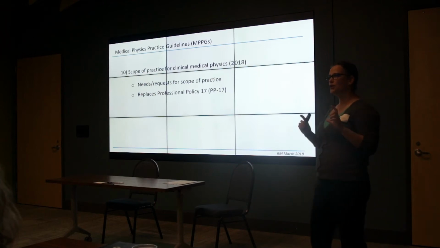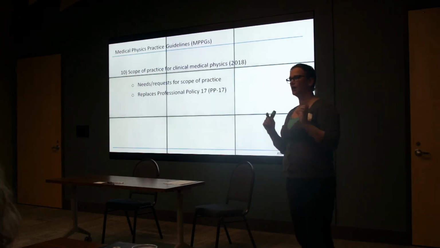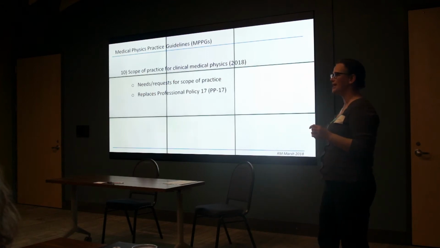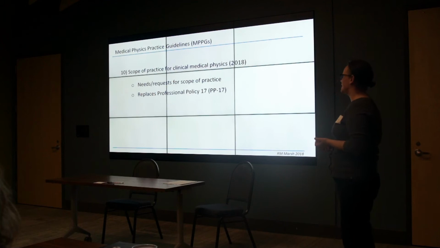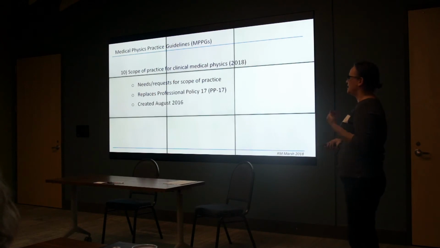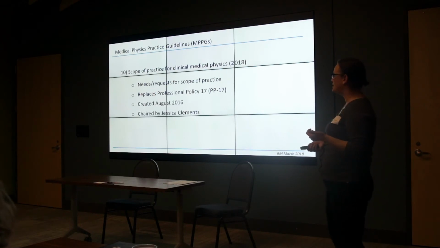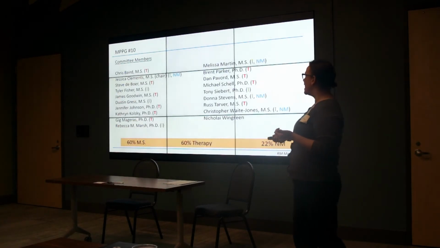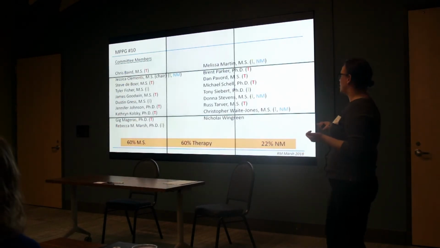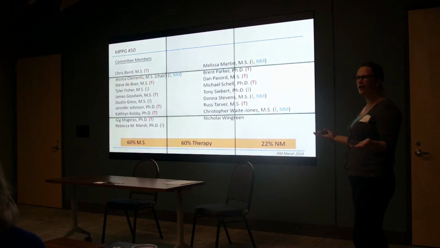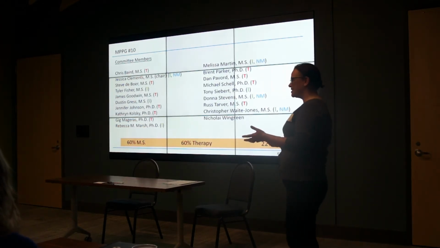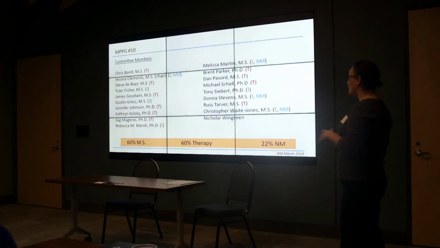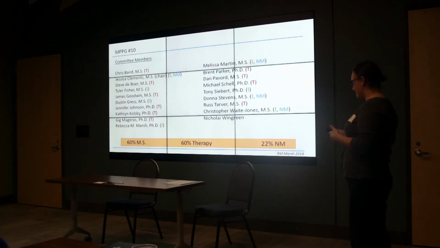There was a much shorter professional policy that talked a little bit about scope of practice, so this replaces that, and the idea was for it to be something that's a little bit more comprehensive. The task group was created in 2016, chaired by Jessica Clemens. And these are all of the committee members that were on this task group, they call it a task group, but it's not a task group report. It's very confusing to me. For this MPPG, I don't know.